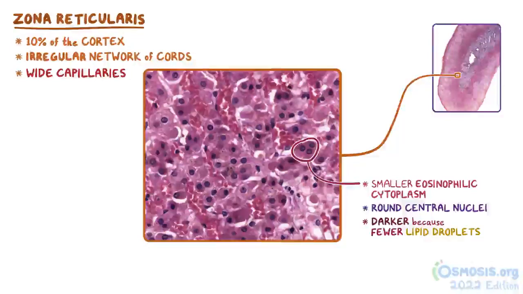In general, the secretory cells in this layer are primarily responsible for secreting androgens. Also, it's common to find cells in this layer that have small brown pigment granules called lipofuscin. These granules are composed of lipid-containing residues from lysosomal digestion.